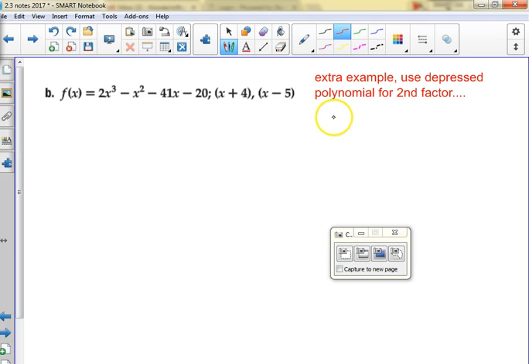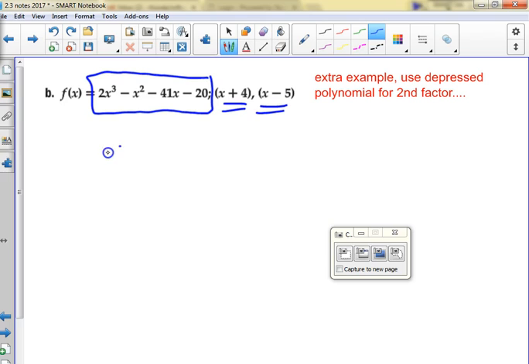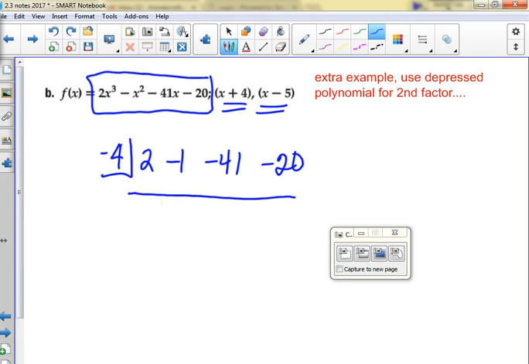This is an extra example, but this is a concept. Eventually, you're going to have to factor something completely and prove that it factors completely. I want to talk about successive divisions. Okay, can you just look up here for a second? If I want to know that one or both of these factor in, I don't have to go back to the original polynomial. I can use the depressed polynomial.